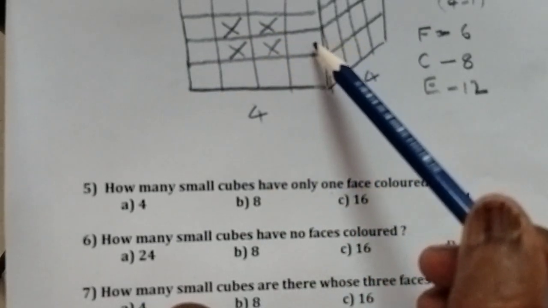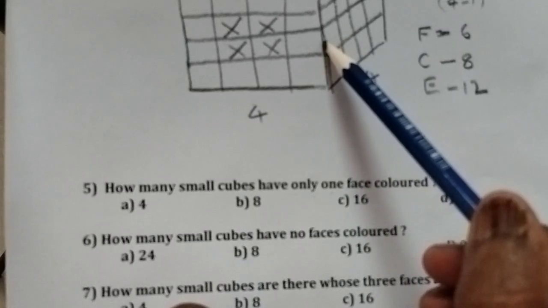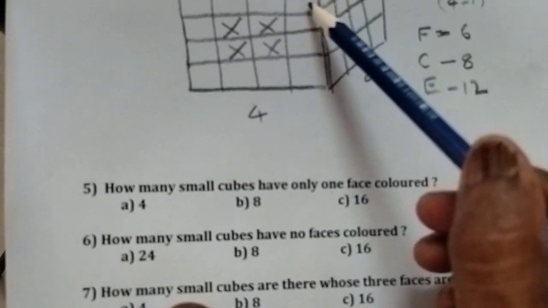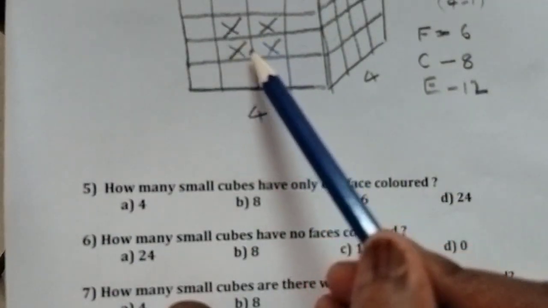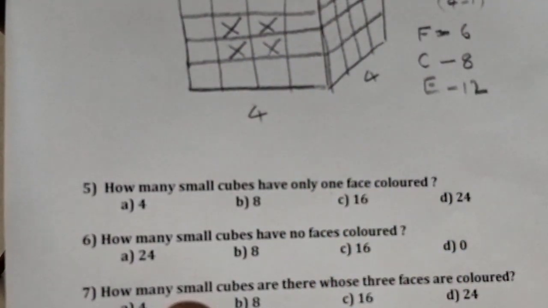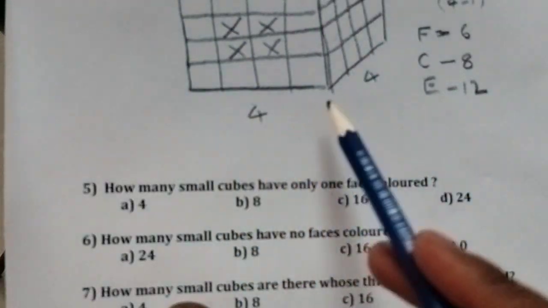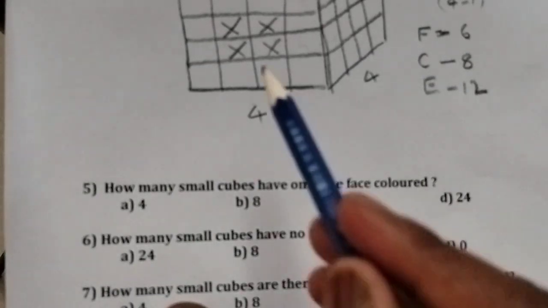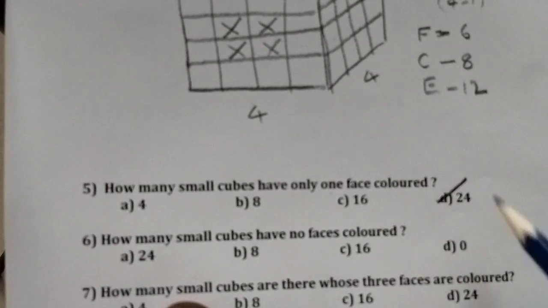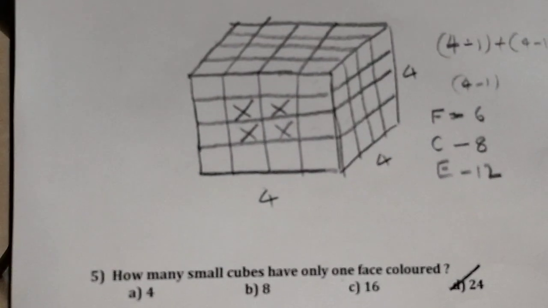So this is not the one. Why? Because here this is red color, this is red color, two face color. This is a corner we are observing, there are three faces outside. So here three face color, so that's why we concentrate here only. There are four small cubes with single face color in each face. So in the bigger cube, how many faces do we have? Totally 6. Now 6 into 4, 24 is your answer. So that is the way to answer the question.